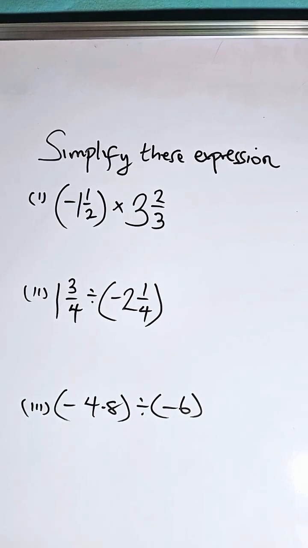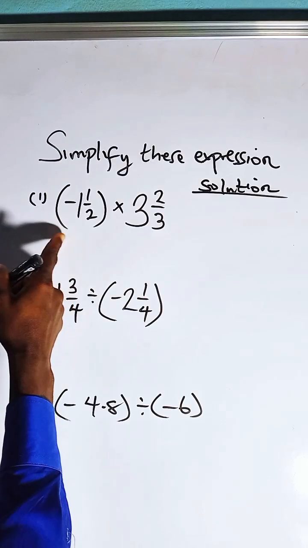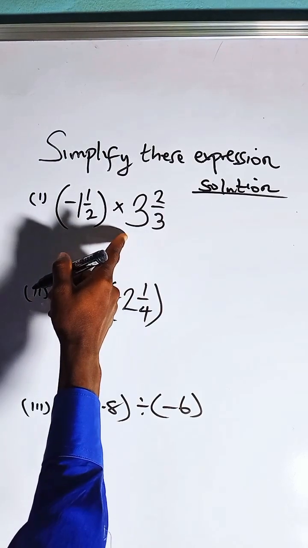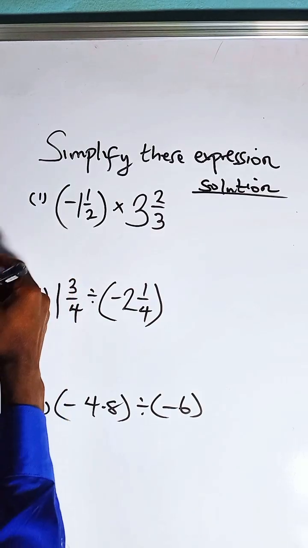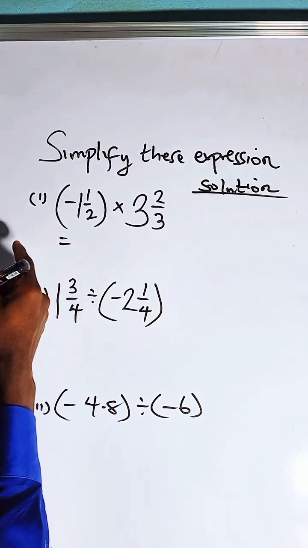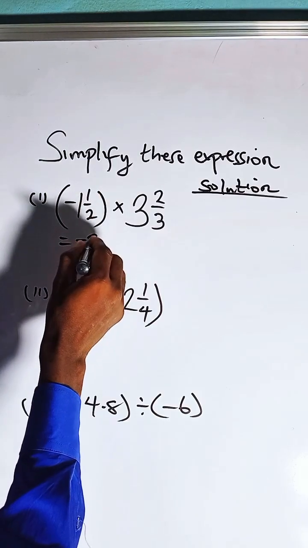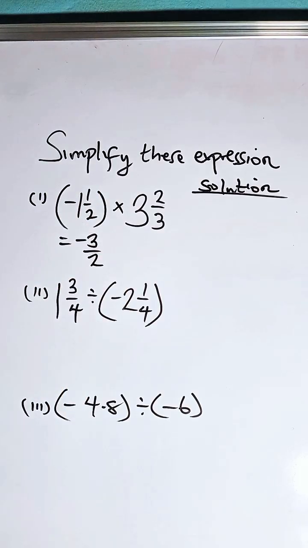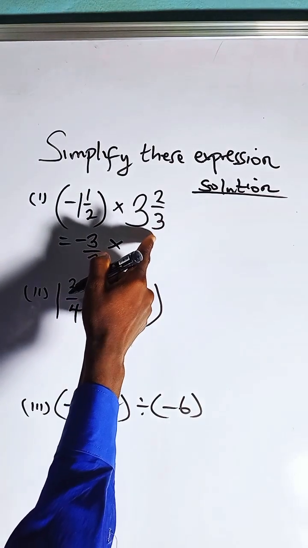The question says simplify this expression. Okay, so how do we do the solution? Minus 1 and 1 over 2 in the parentheses times 3 and 2 over 3. Let's settle the parentheses first. We convert it to an improper fraction by saying 2 times 1 is 2 plus 1, that is minus 3 over 2. Okay, times, and for this we need to convert it as well.